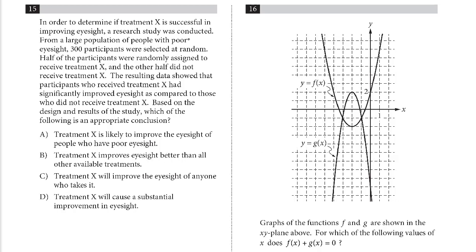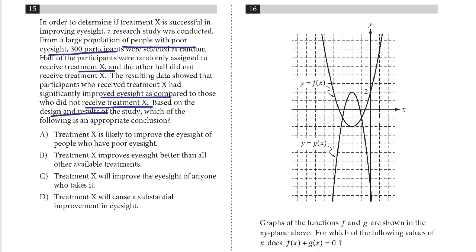Okay, in order to determine if treatment X is successful in improving eyesight, a research study was conducted from a large population of people with poor eyesight. 300 participants were selected randomly. Half the recipients were randomly assigned to receive treatment X, the other half did not. The resulting data showed that participants who received X had significantly improved eyesight compared to those who did not. Based on the design and results of the study, which of the following is an appropriate conclusion?